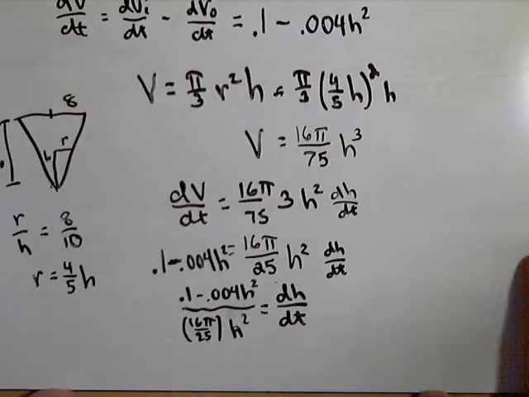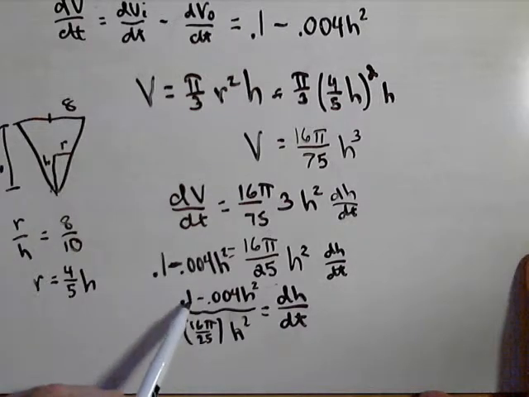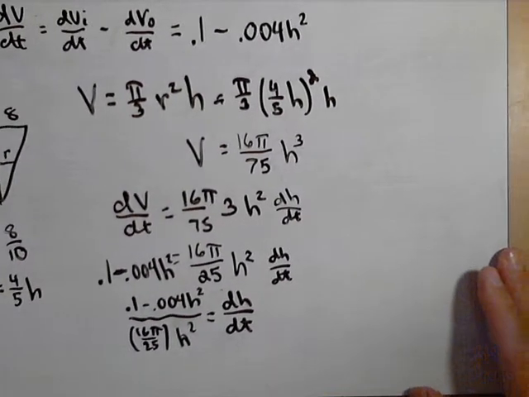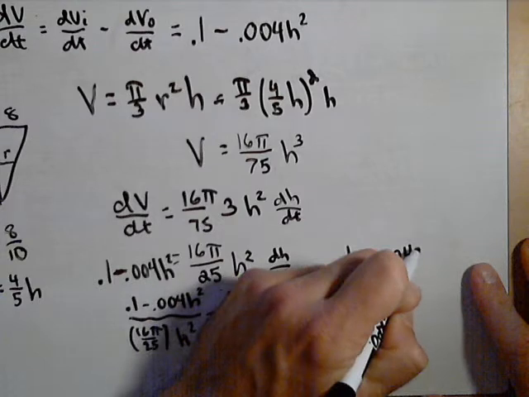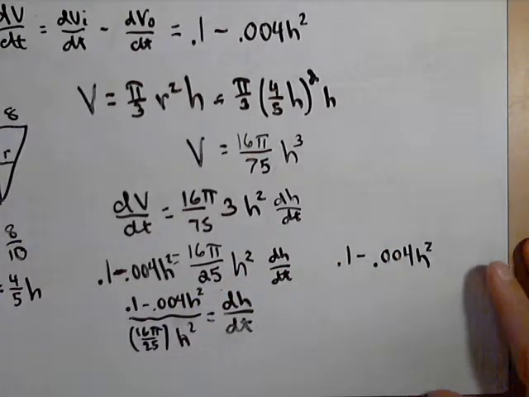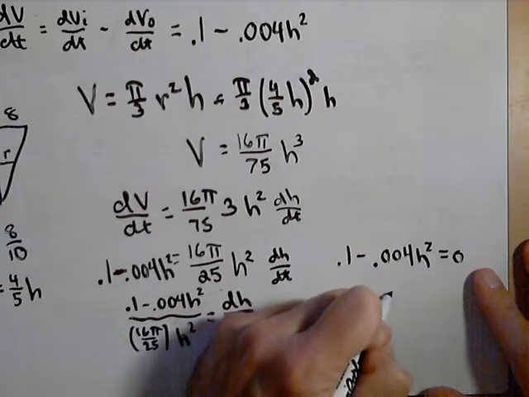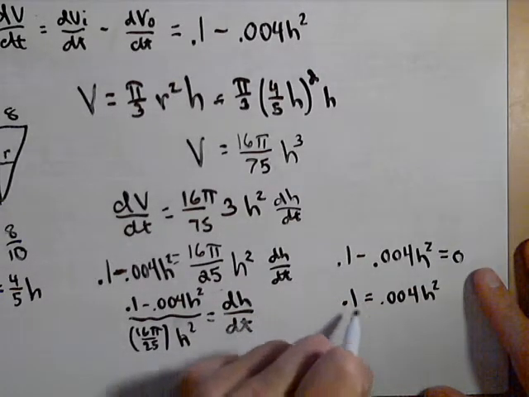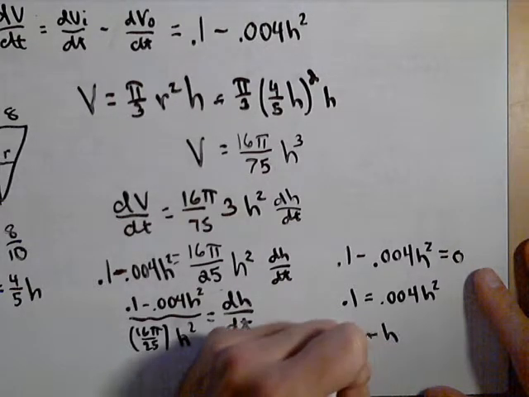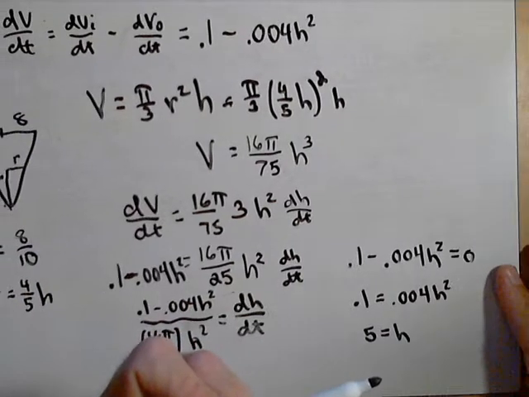Now, let's think about what we know here. This denominator is always going to be positive. So the only thing that can be positive or negative is this numerator. So we're going to analyze what's going on with 0.1 minus 0.004 h squared. Basically we want to know where it's positive and where it's negative, so let's see where it's 0. So we get 0.1 equals 0.004 h squared. If we divide and take the square root, we end up getting h equals 5. So at 5 meters, dh/dt is 0, right when we're at the middle of the cone.